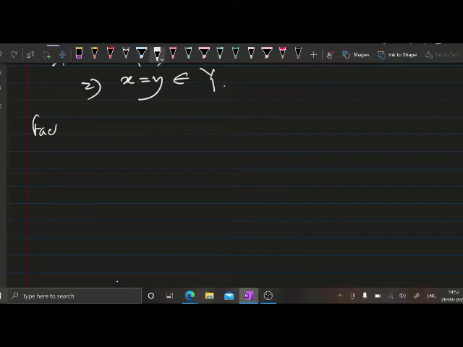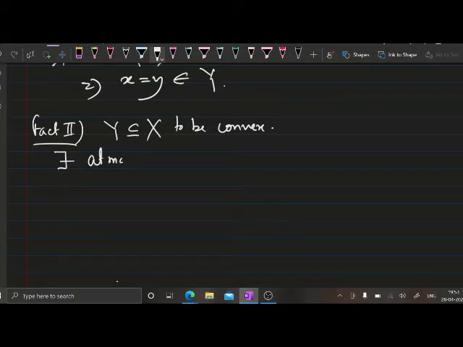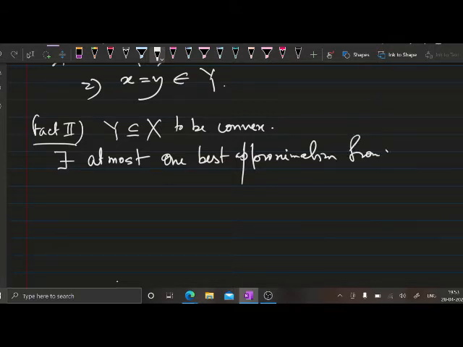Fact 2 is that suppose you consider the subset Y to be a convex subset. Not any Y; you are considering the convex sets in capital X. Then, if a best approximation exists, it will be unique. Either a best approximation does not exist, but if it exists, then it will be unique. So there exists at most one best approximation from capital Y to x.